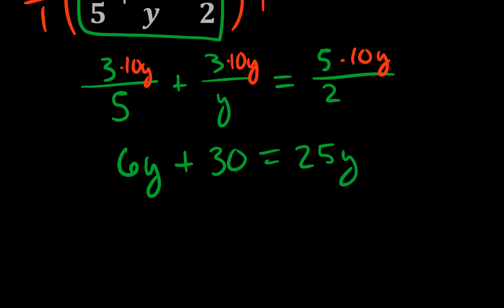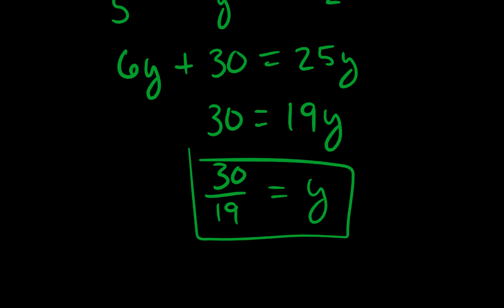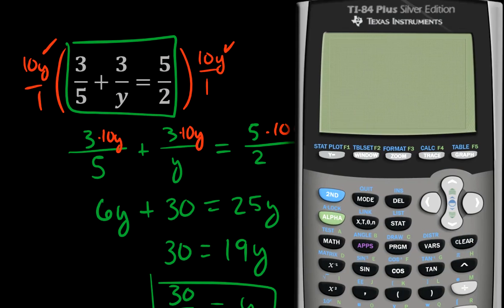I can take away 6y from each side. That would give me that 30 is, I believe that's 19. Yeah, 25 minus 6 is 19y. And if I divide both sides by 19, 30 19ths is the value of y. So here's y. It's just 30 divided by 19. And it's not that difficult of a process to check that answer.